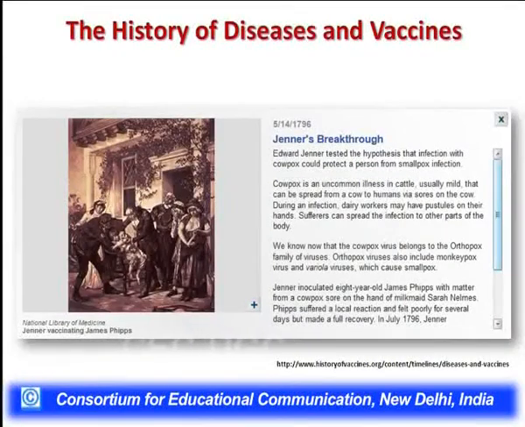Subsequently, they came to know that cowpox virus inoculation was protecting the lady from smallpox infection. So what Jenner did is, he inoculated an 8-year-old boy, James Phipps, with matter from a cowpox sore on the hand of the milkmaid. The boy who received the cowpox inoculation suffered a local reaction and felt poorly for several days, but subsequently he recovered fully.